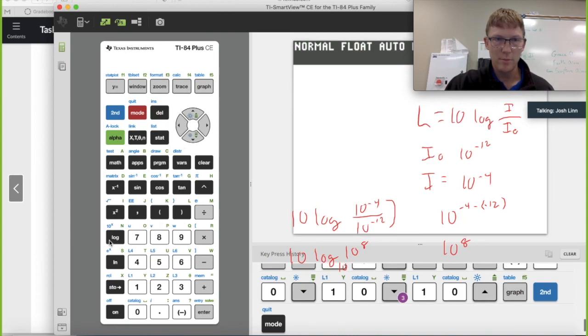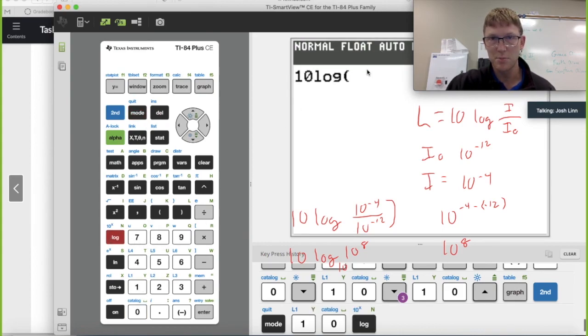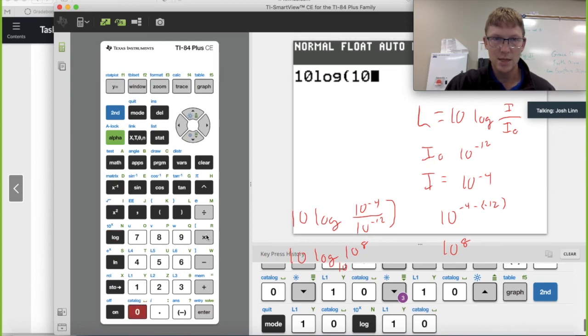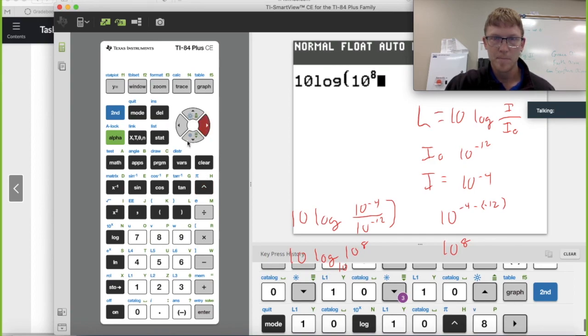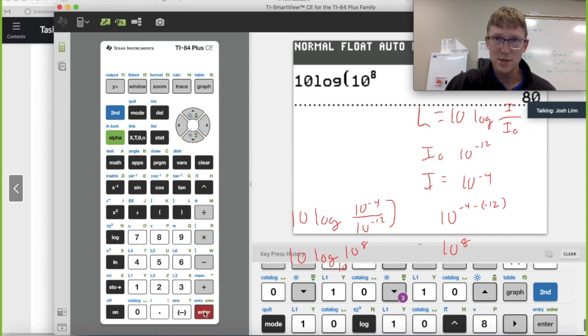So here's the log button, here's the natural log button. Remember, there's our e to the x button, there's our 10 to the x button. So if we were going to do 10 log of 10 to the 8th, we would just go 10 times log. Notice how it has an open parenthesis. So we can say 10 to the power of 8. And if you just push enter, you're going to get an answer here.